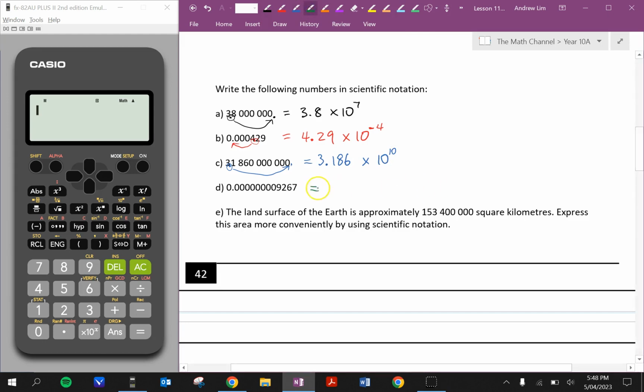Question D. 9 point, circle where we put it in. 9.267. Draw an arrow to where it's meant to be. Oh, we're moving left, so this needs to be times 10 to the power negative something. Alright, so 1, 2, 3, 4, 5, 6, 7, 8, 9 to the power negative 9.